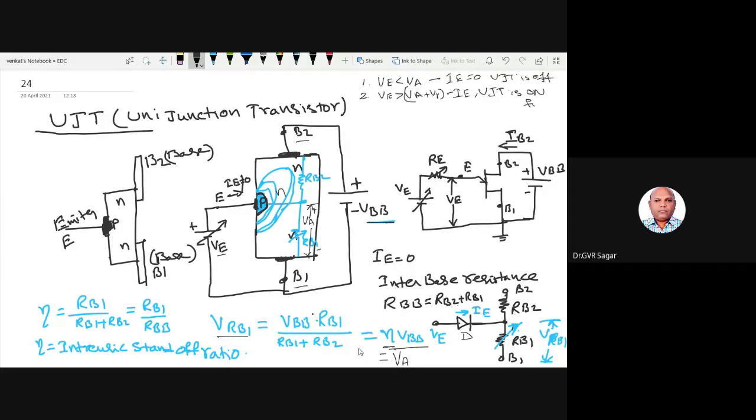Or fires. UJT fires, and what does UJT firing mean? UJT is in the on state. So when IE is there, when VE is greater than VA, meaning the applied voltage VE is greater than the drop across R1, then I can say that UJT is in the on state. When it is on, the emitter current IE is flowing, right?